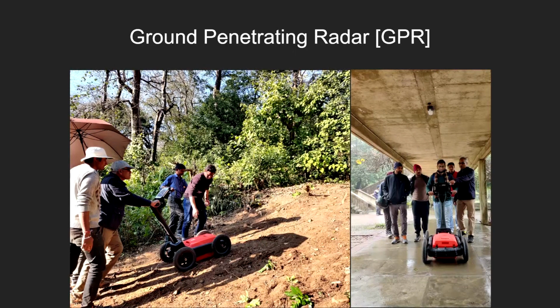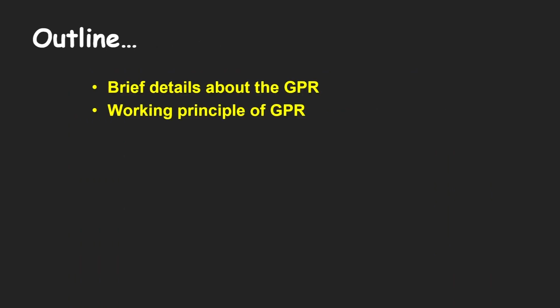This unit what you see is 350 megahertz. This is the antenna here of 350 megahertz. What is the importance of the frequency of different antennas, that also we will discuss. All the units we have are shielded units, so they avoid catching the surrounding noise of the area. Now, brief details about the GPR, then we will talk about the working principle.